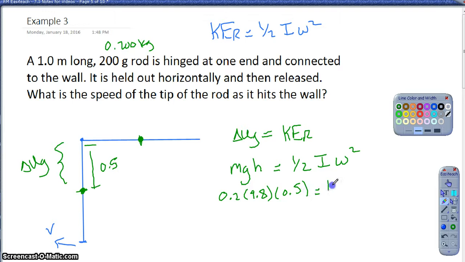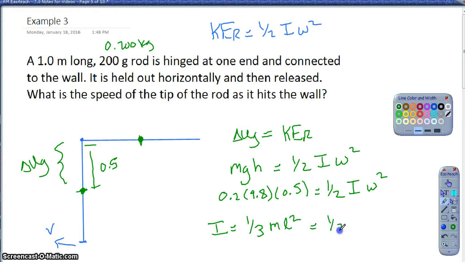So I've got that, and then on the other side of the equation I have 1/2 my moment of inertia times omega squared. So once again, if I want to find the angular velocity, the key becomes, can I find the moment of inertia for this rod? Well, the moment of inertia for this rod, if it's pivoted at one end, the moment of inertia for a uniform beam is 1/3 mass times length squared.